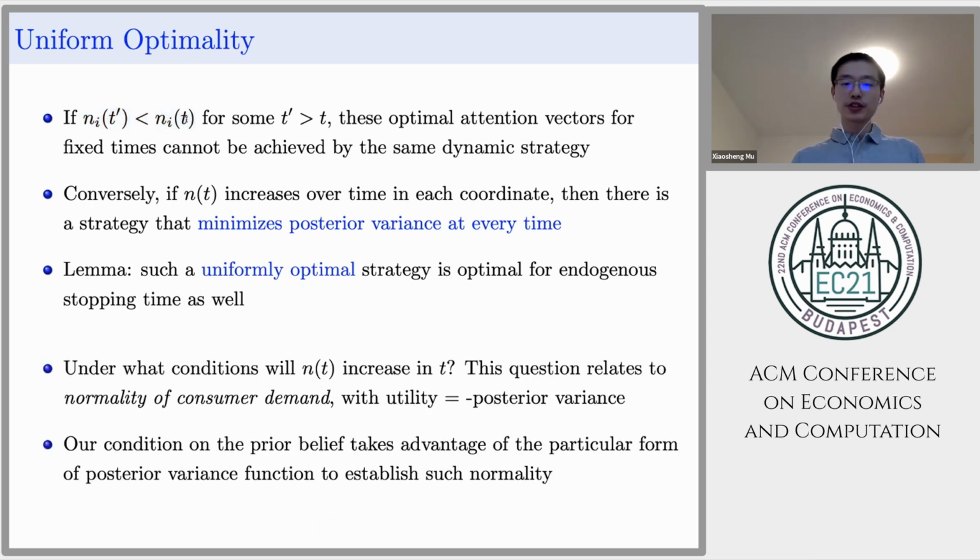Now the question remains as to under what conditions these t-optimal vectors increase in time. And this question turns out to relate to a more classic question in consumer demand theory regarding the normality of demand. Because we can think of a consumer whose utility function is the negative of the posterior variance, so that maximizing utility is the same as minimizing posterior variance. With this interpretation in mind, what our condition on the prior belief does is to take advantage of the particular form of our posterior variance function to establish such normality of demand.